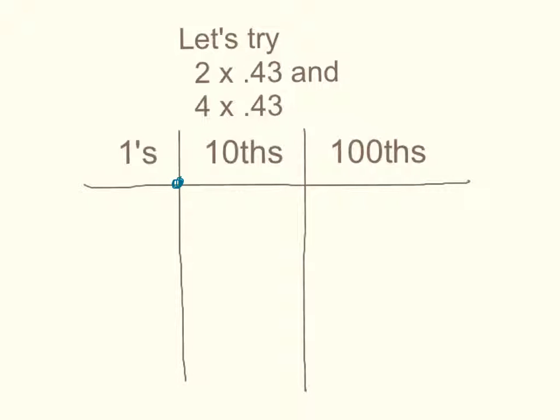Now let's go ahead and look at 2 times 43/100 and 4 times 43/100. If we have 43/100 and we're multiplying it by 2, each place has to be multiplied by 2. We can't just multiply the 3 or multiply by 4. It's the entire number 43/100 that has to be multiplied by 2. So we take 3/100 and multiply by 2, we get 6. We take 4/10 and multiply by 2, and we get 8. So our answer is 86/100 when we're multiplying 2 times 43/100.